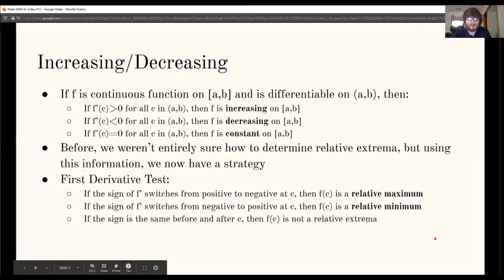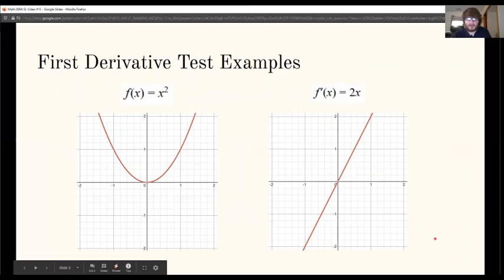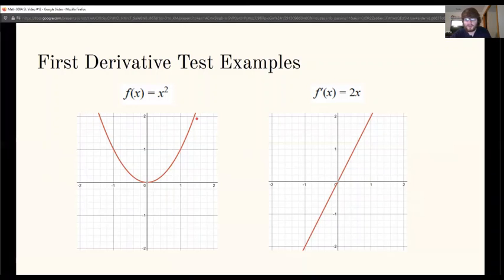Okay, so taking a look at an example of that. Here we have f of x is equal to x squared. And we see that we have an extrema here at 0, and we see that it's a minimum. And if we look at our derivative, f prime of x equals 2x, then we see that at 0, we're shifting from being strictly negative to strictly positive. So if we're switching from negative to positive, then we know we have some sort of minimum.